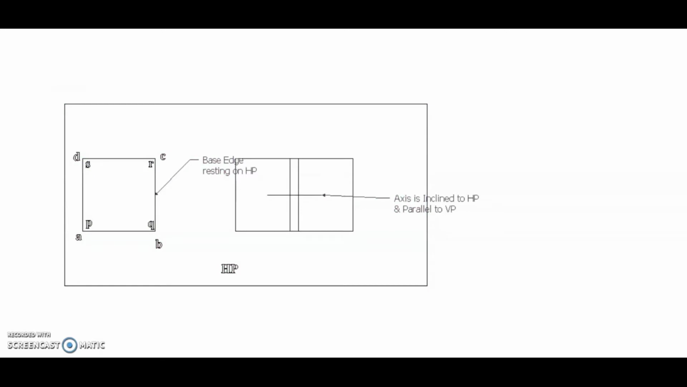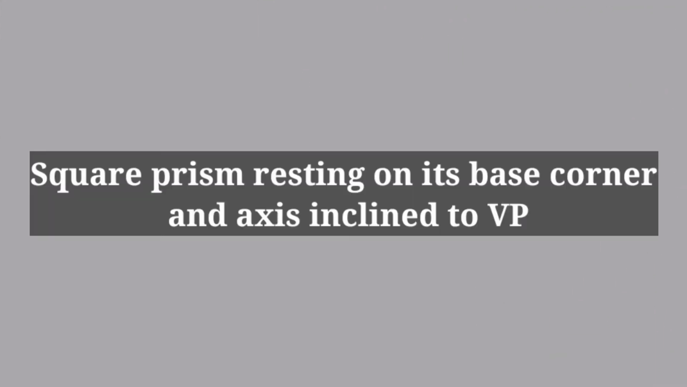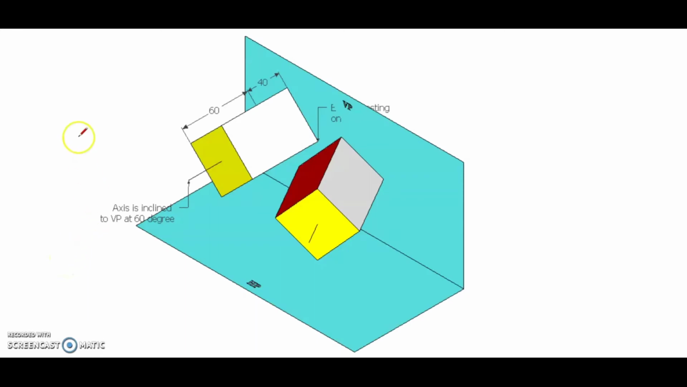Means this edge, this is the edge here that is not visible, so we have to show it by dotted line, and this axis is inclined by given angle.